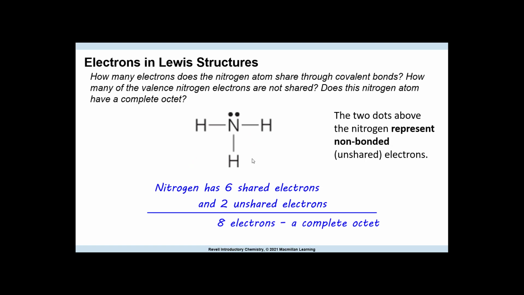Let's take a look here. How many electrons does the nitrogen atom share through covalent bonds? How many of the valence nitrogen electrons are not shared? Does this nitrogen atom have a complete octet? So let's take a look at this.